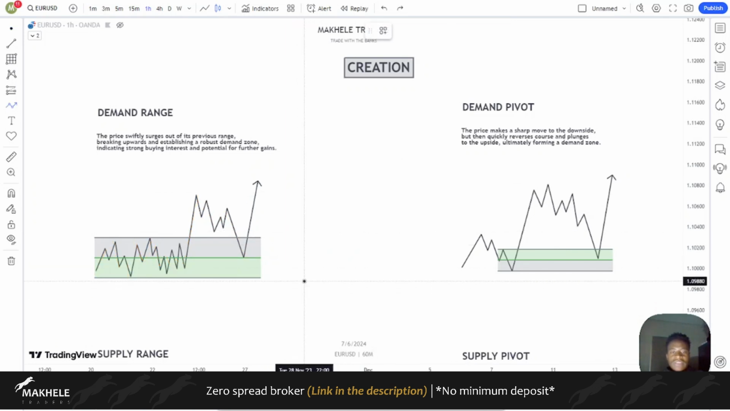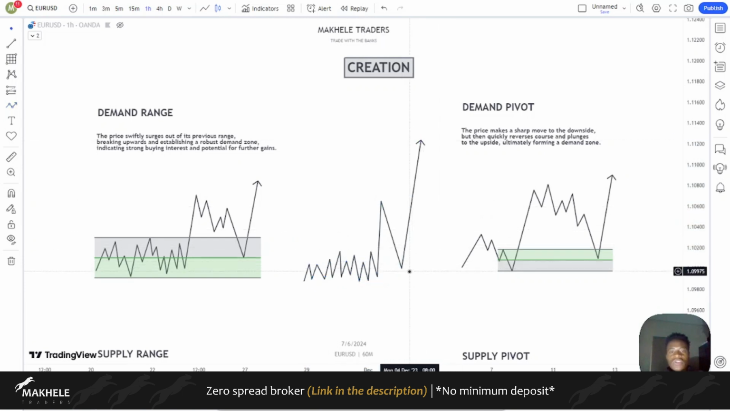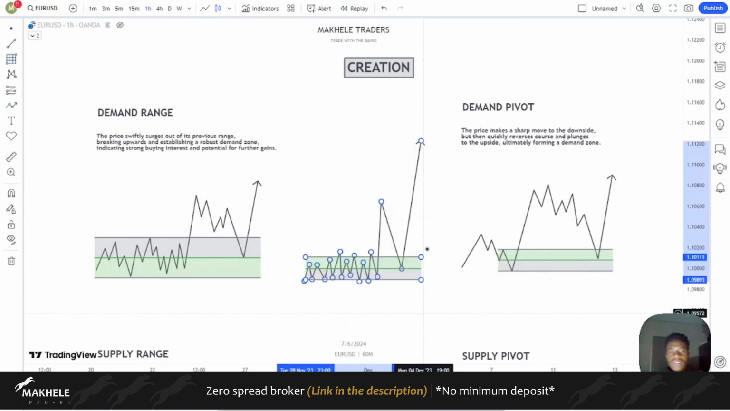So in this case, let me just clarify it here. Price was in a range. It doesn't need to be perfect. Any type of range. The range can be on the M15, 1H, but it will create a range like this, and then it shoots drastically to the upside. As soon as it comes back to this zone, we now know there's high probability of price continuing to the upside, because there's a demand zone printed here. I hope it makes sense here.